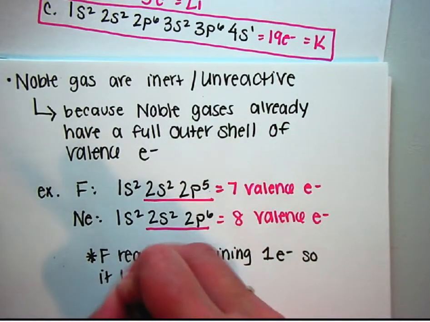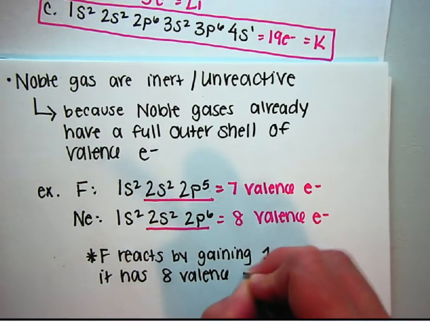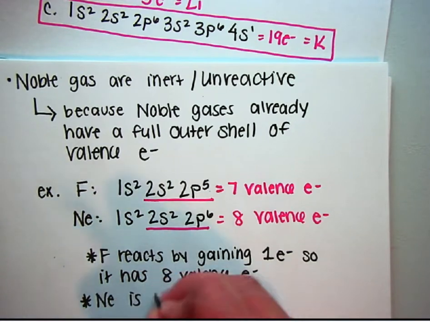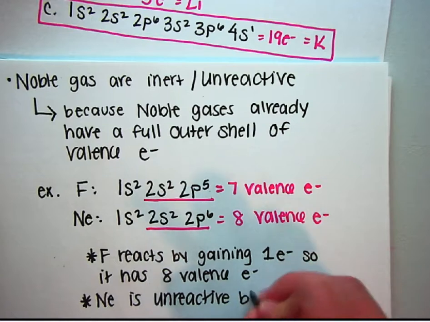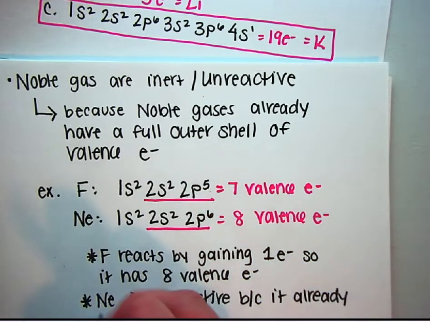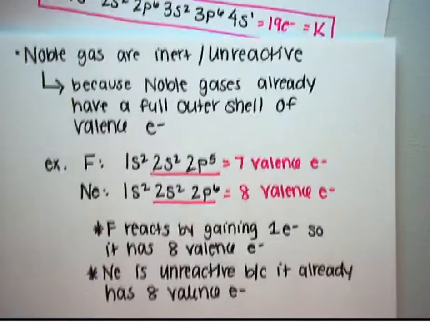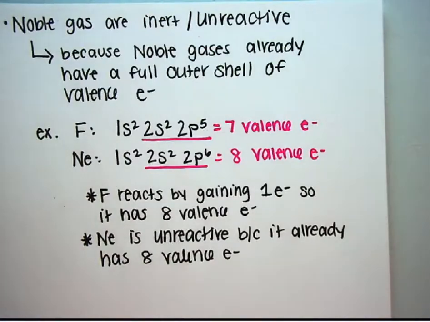So it has 8 valence electrons. Neon is unreactive because it already has 8 valence electrons. So what happens when fluorine reacts is it gains an electron. It is going to react with another element in order to gain an electron.